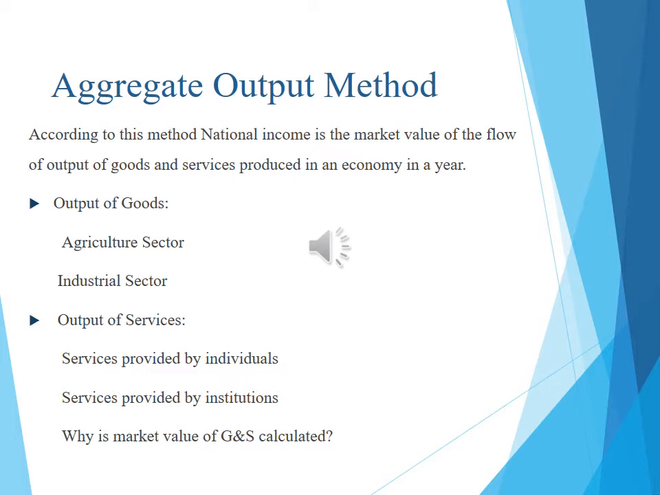Now an important question arises here. Why is the market value of goods and services calculated? Why do we not count the goods and services as they are? The reason behind this is that the measurement units of different goods and services are different. For example, we measure wheat in terms of tons, we measure cloth in meters, and we measure all liquid things in liters, while services are measured in terms of hours.